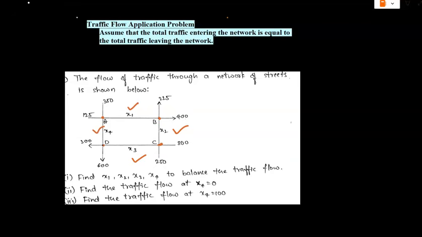So we have to start the problem with an assumption that the total traffic entering the network is equal to the total traffic leaving the network. So whatever traffic enters has to leave, and it can't stay in between. With this assumption only, we can start the problem. Now let us form the equations.